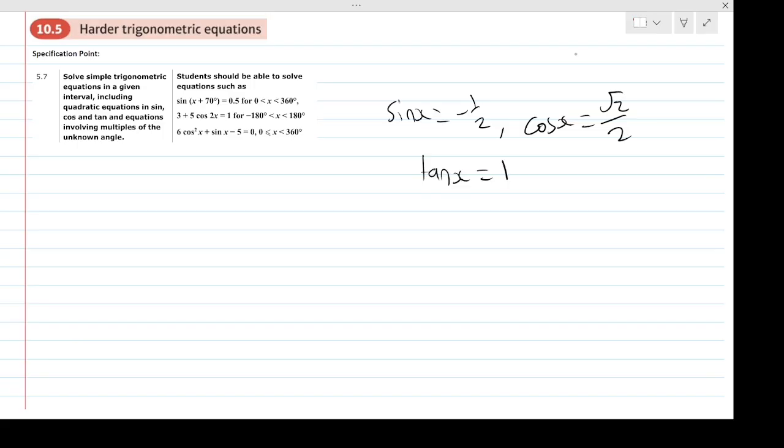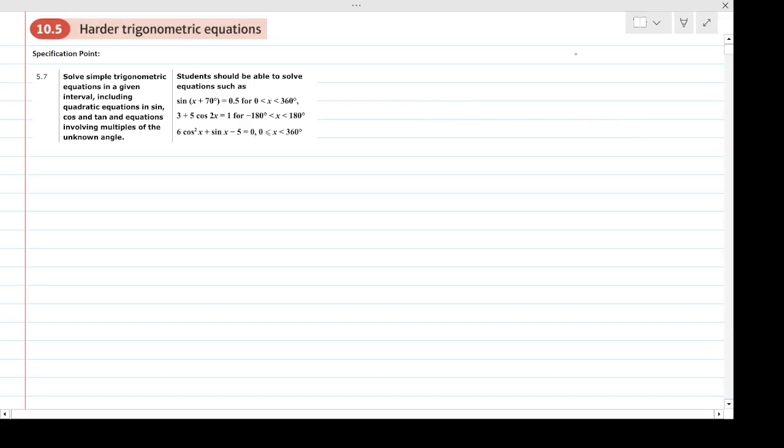So remember, we looked at solving equations like this with trig functions to find the angle x last time. You need to be very comfortable with being able to do that, because we're going to be a bit more of a step up in this video. What we're going to look at now is solving trig equations where the angle is a bit more complicated.